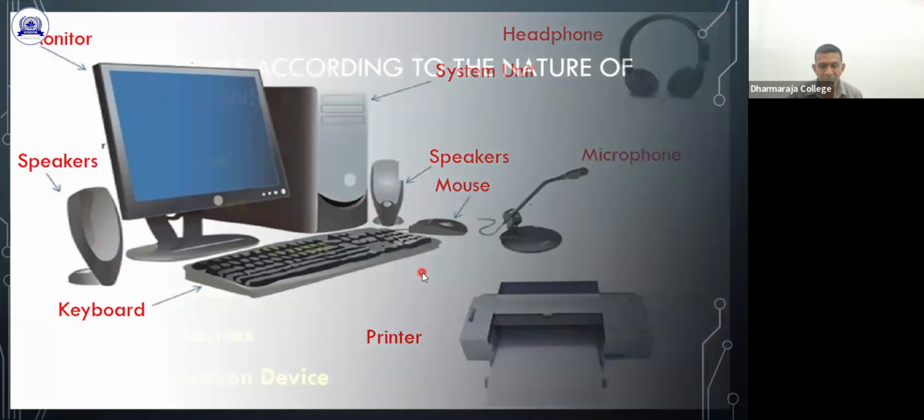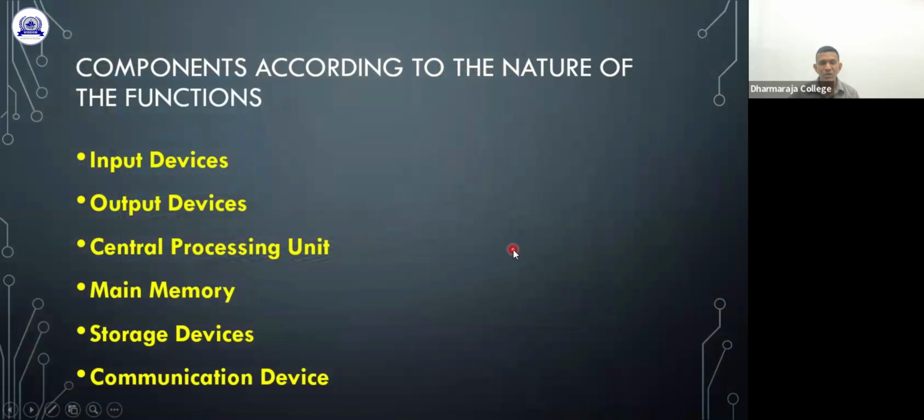But we want to categorize according to nature. The components, according to the nature of their function, we have categorized into these segments. First one, input devices. Next one, output devices. Next, central processing unit, main memory, storage devices, and communication devices. So likewise, we are going to categorize according to the function. There are so many devices, but we have categorized them into these.